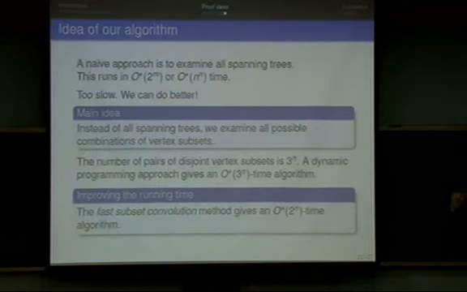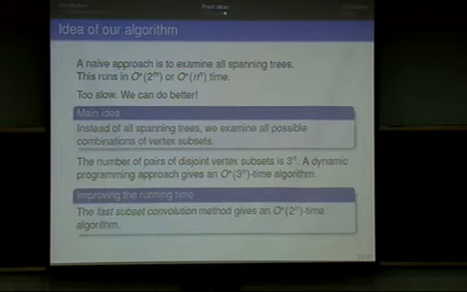So I will also talk about something about our exact algorithm. A naive approach is to examine all spanning trees. Yes, it is very naive, but it runs in order 2 to the m time, where m is the number of edges, but it's too slow. So indeed, we can do better. Instead of all spanning trees, we examine all possible combinations of vertex subsets. And the number of pairs of disjoint vertex subsets is 3 to the n. Then a dynamic programming approach gives a polynomial times 3 to the n time algorithm.